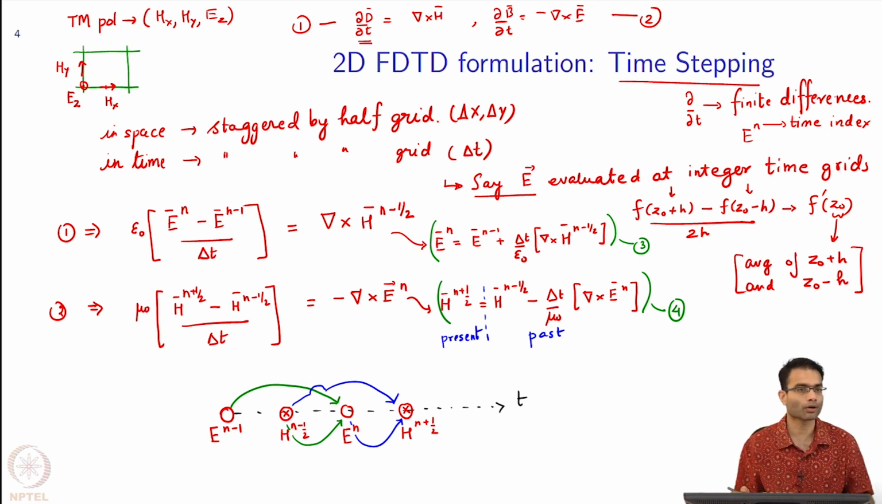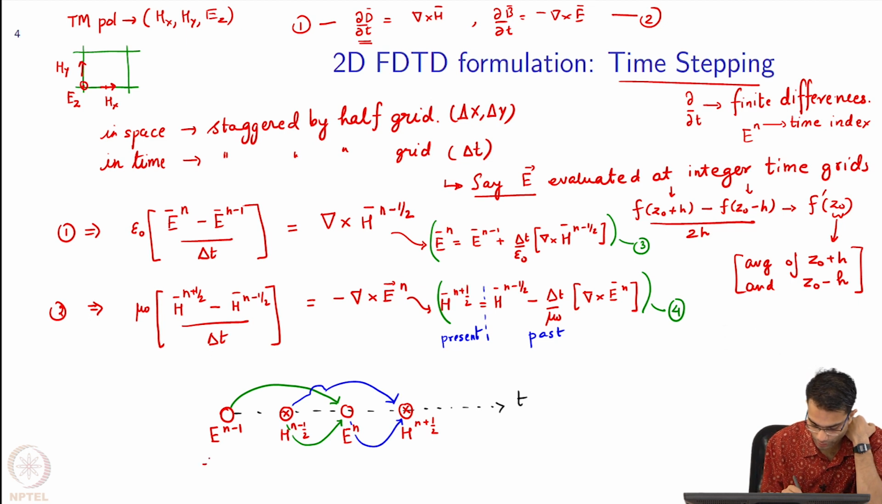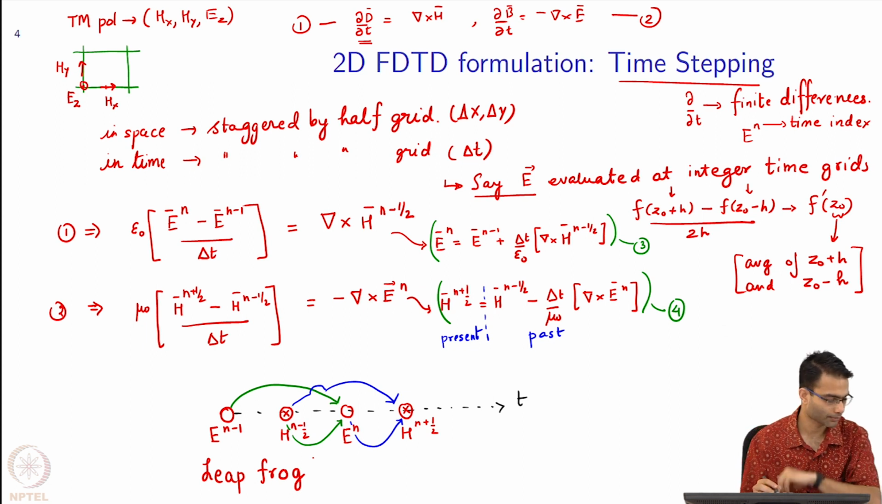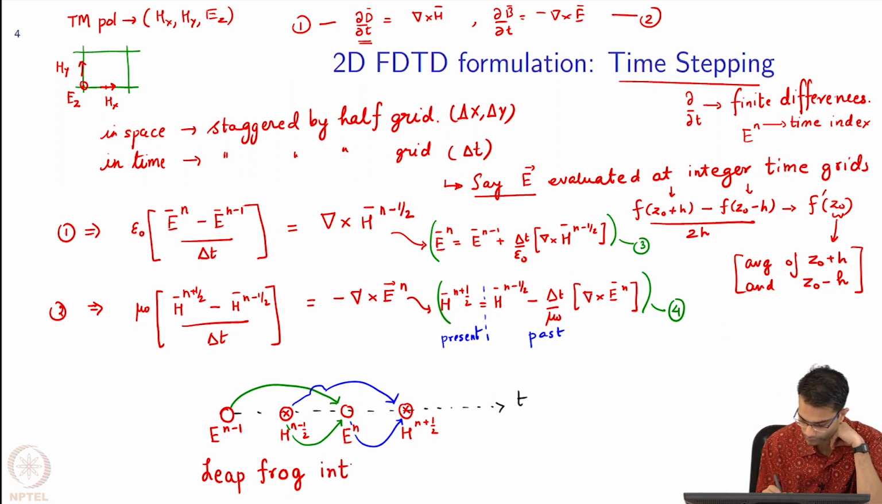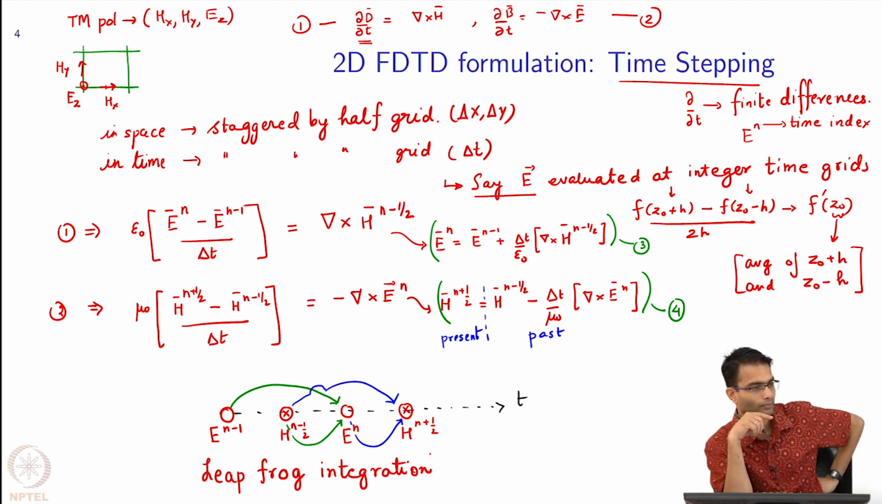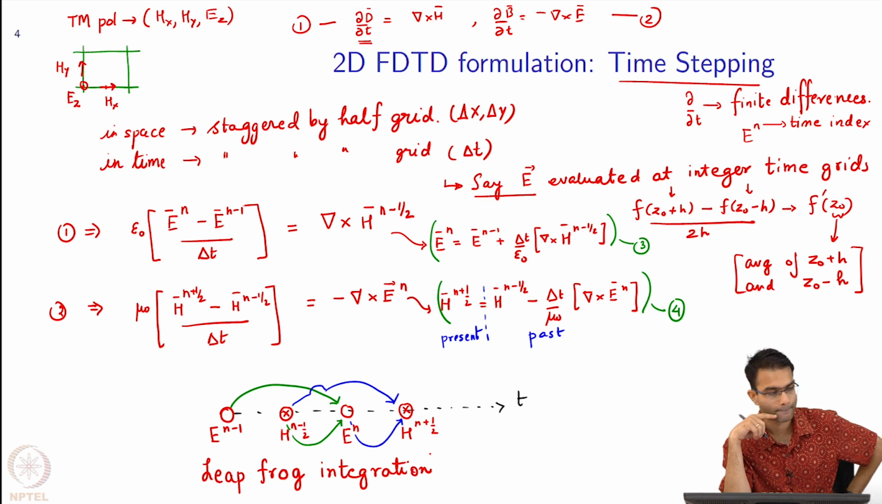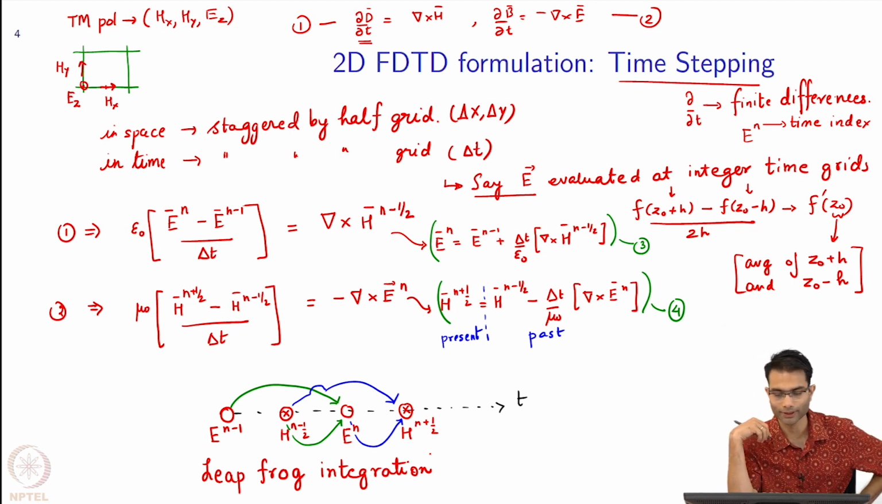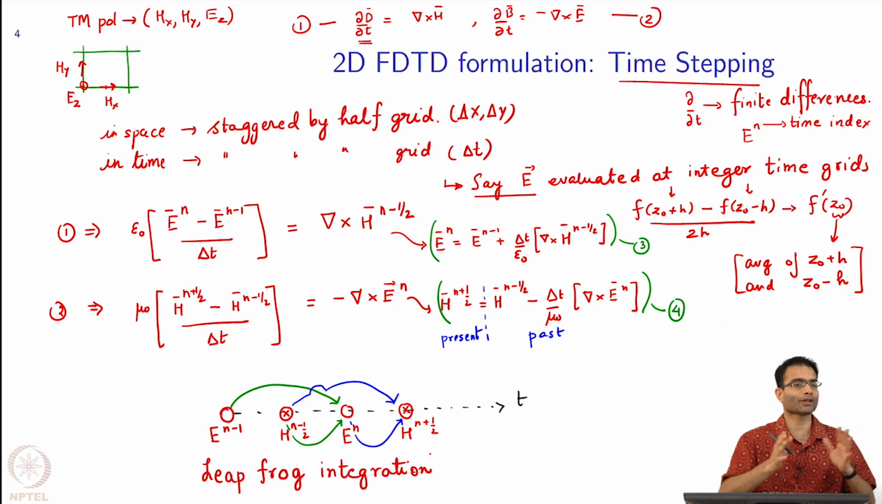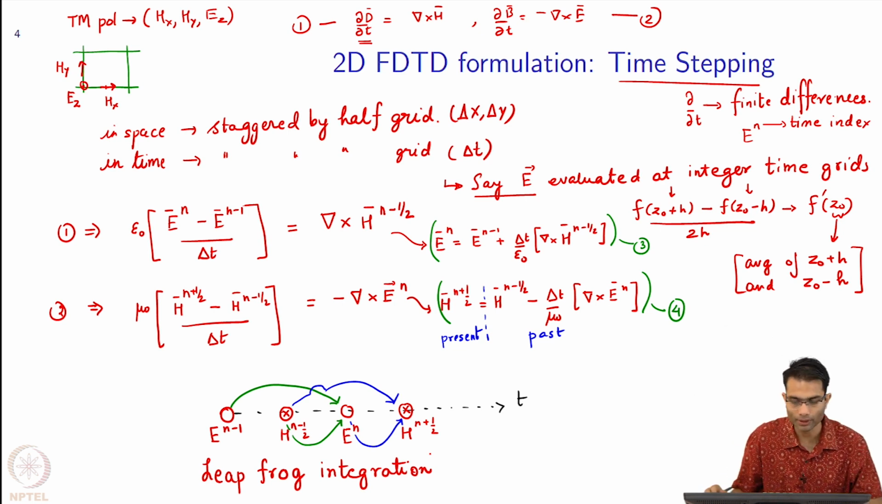So, the way this diagram has been drawn, it looks like a frog that is leaping in some sense, right. So, that is why this scheme is called a leapfrog integration scheme. Okay. Leapfrog integration. Okay. So, this is a very characteristic thing of your finite difference time domain method, where this half a grid is really what is bringing everything out.